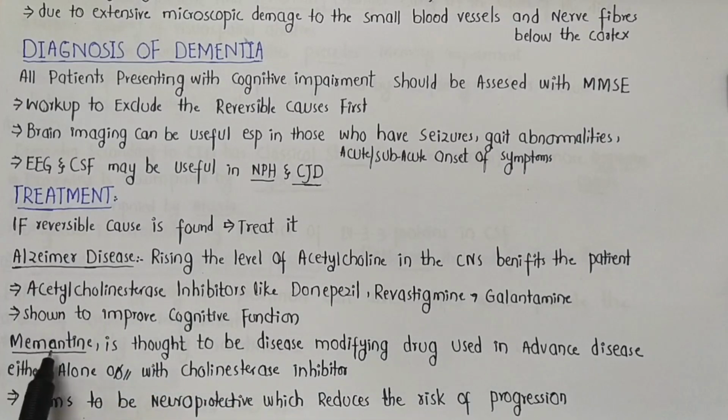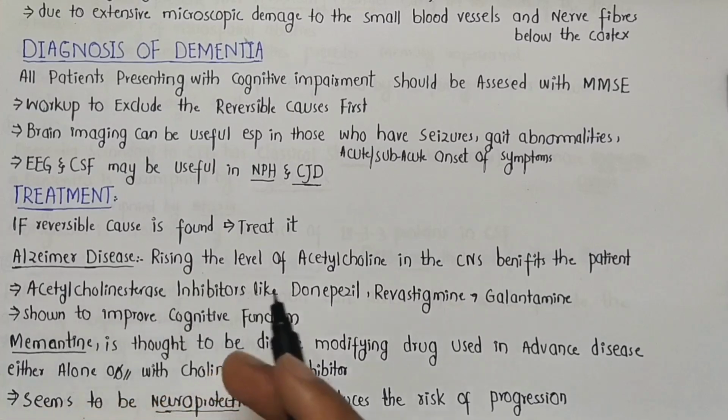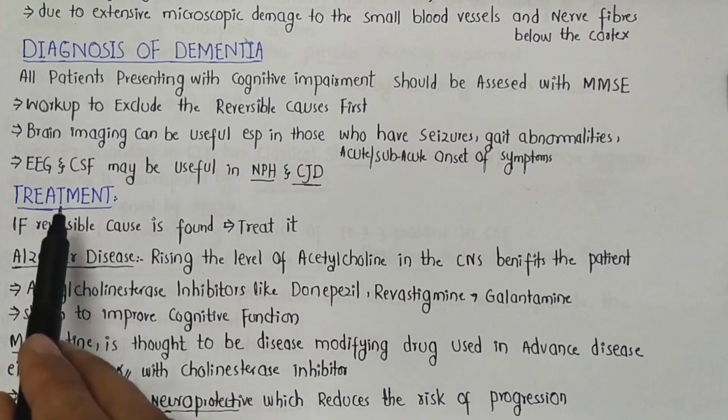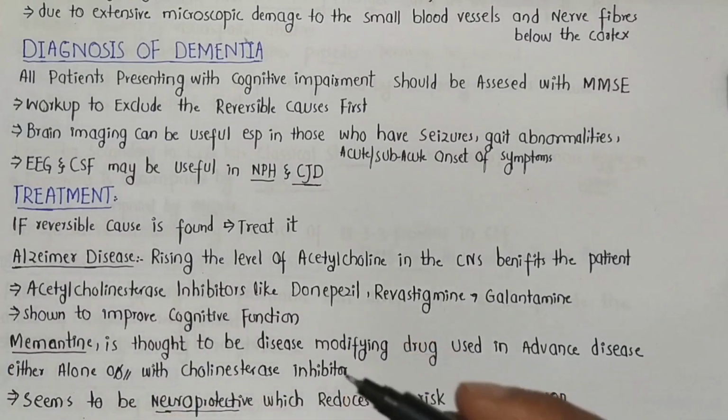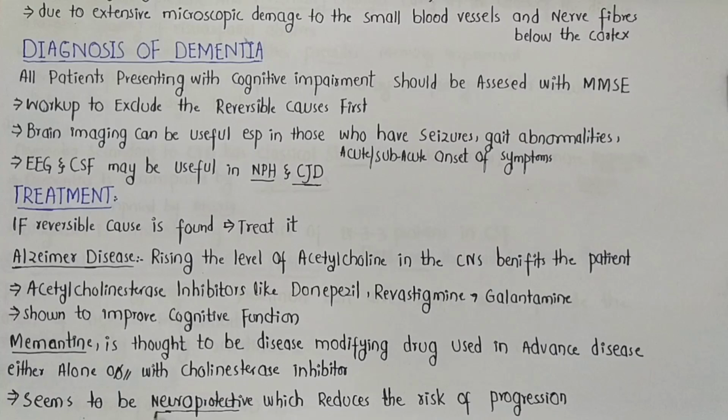Another drug is being used in the treatment of Alzheimer disease. This is memantine, and this is thought to be a disease modifying drug used in advanced stages of the disease, either alone or with a cholinesterase inhibitor. It seems to be neuroprotective. So the acetylcholinesterase inhibitors, which are being used in the treatment of Alzheimer disease, are not neuroprotective. They are only for symptomatic relief. While memantine is shown to be neuroprotective, which reduces the risk of progression of the disease.